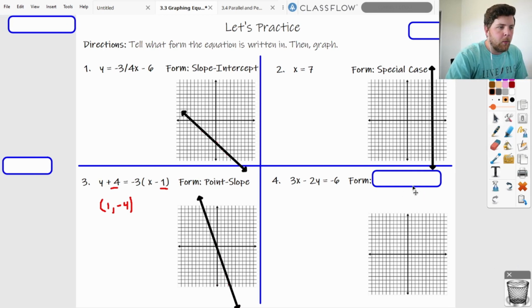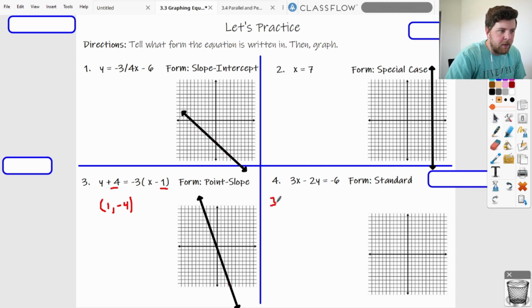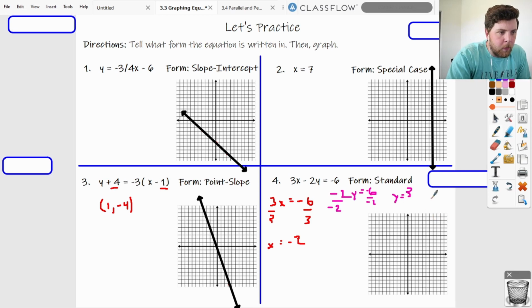And then my final one would be 3x minus 2y equals negative 6. This is in standard form. For the first one, I pretend like the y is not there, so I have 3x equals negative 6. You can divide by 3, and we would get x equals negative 2. Then to find my y-intercept, I pretend x isn't there, so I have negative 2y equals negative 6. Divide by negative 2, and we get y equals 3. So my y-intercept is 3, so I go up 1, 2, 3.